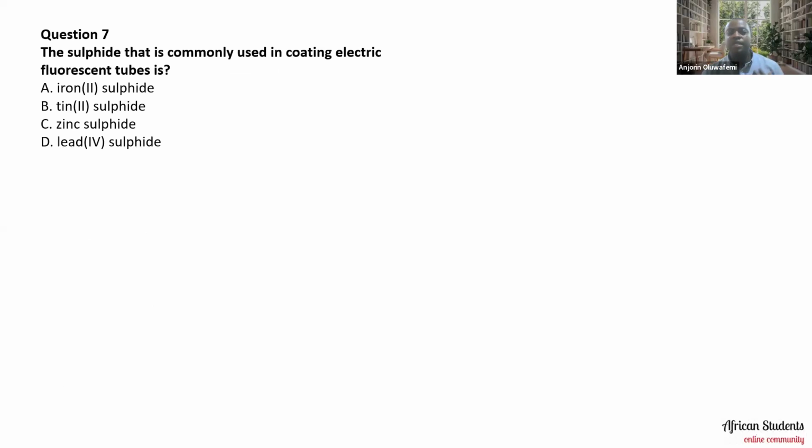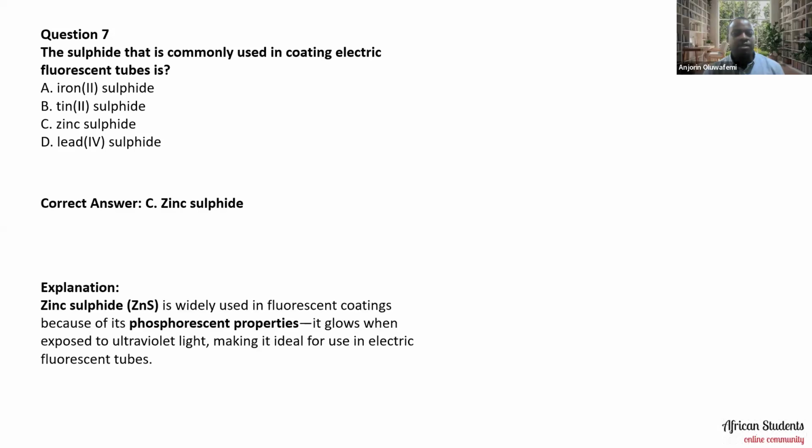The sulfide that is commonly used in coating electric fluorescent tubes is it iron(II) sulfide, tin(II) sulfide, zinc sulfide, or lead(II) sulfide? So which one is it? The answer is zinc sulfide. Zinc sulfide is widely used in fluorescent coating because of its phosphorescent properties. It glows when exposed to ultraviolet light, making it ideal for use in electric fluorescent tubes.